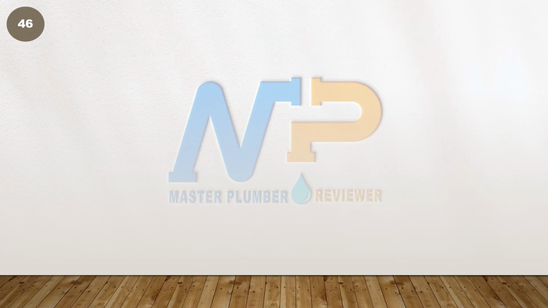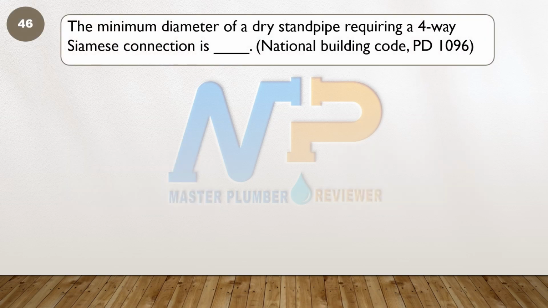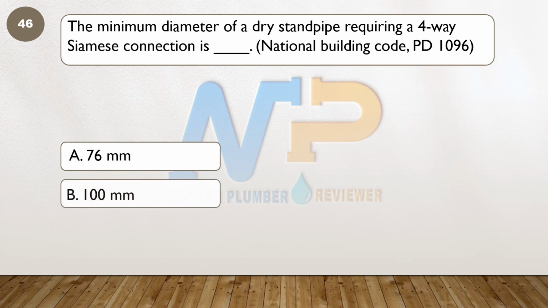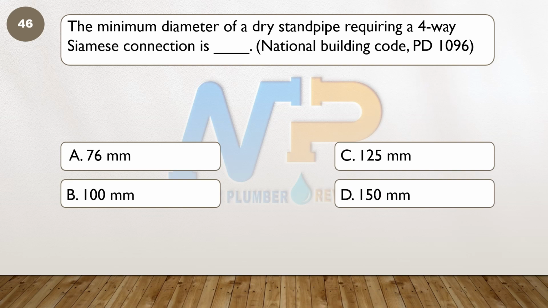Number 46. The minimum diameter of a dry standpipe requiring a four-way Siamese connection is blank. A. 76 millimeters. B. 100 millimeters. C. 125 millimeters. D. 150 millimeters. The answer. It's D. 150 millimeters.